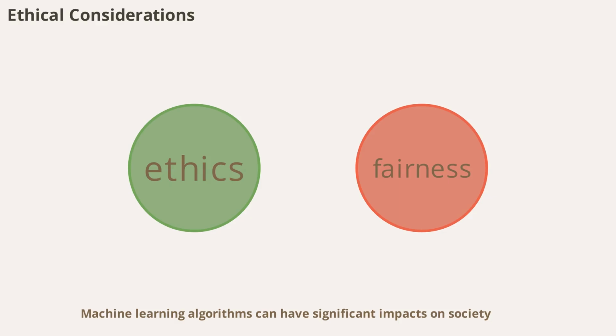Machine learning algorithms can have significant impacts on society. It's important to consider ethical issues like bias, fairness, privacy, and transparency. Ensuring that algorithms are used responsibly and do not reinforce existing inequalities is a key challenge for data scientists and organizations alike.